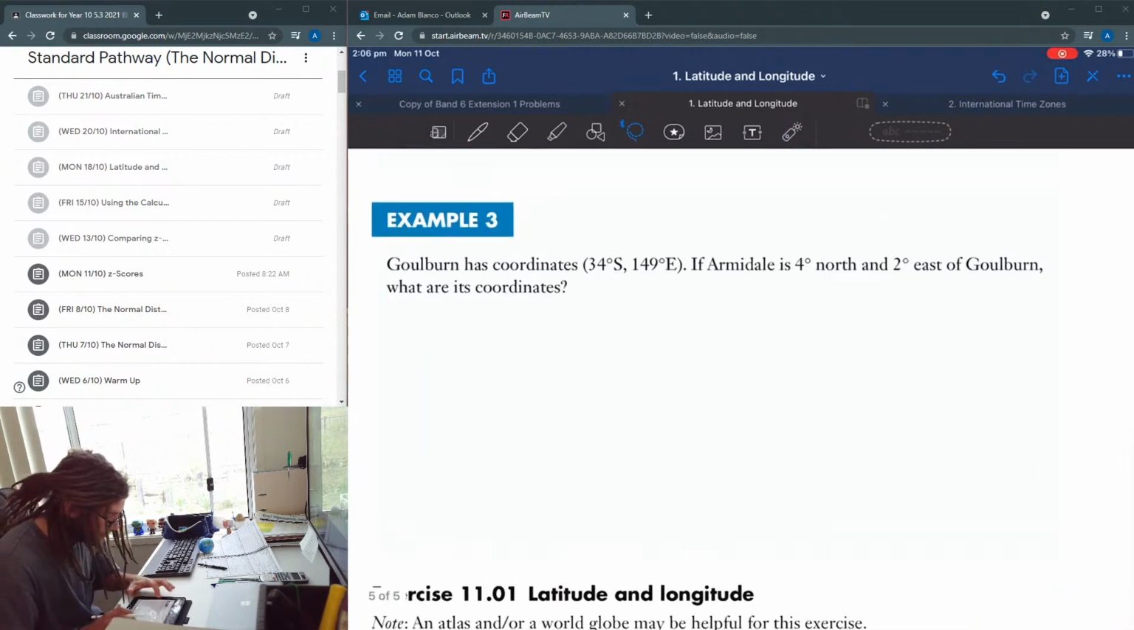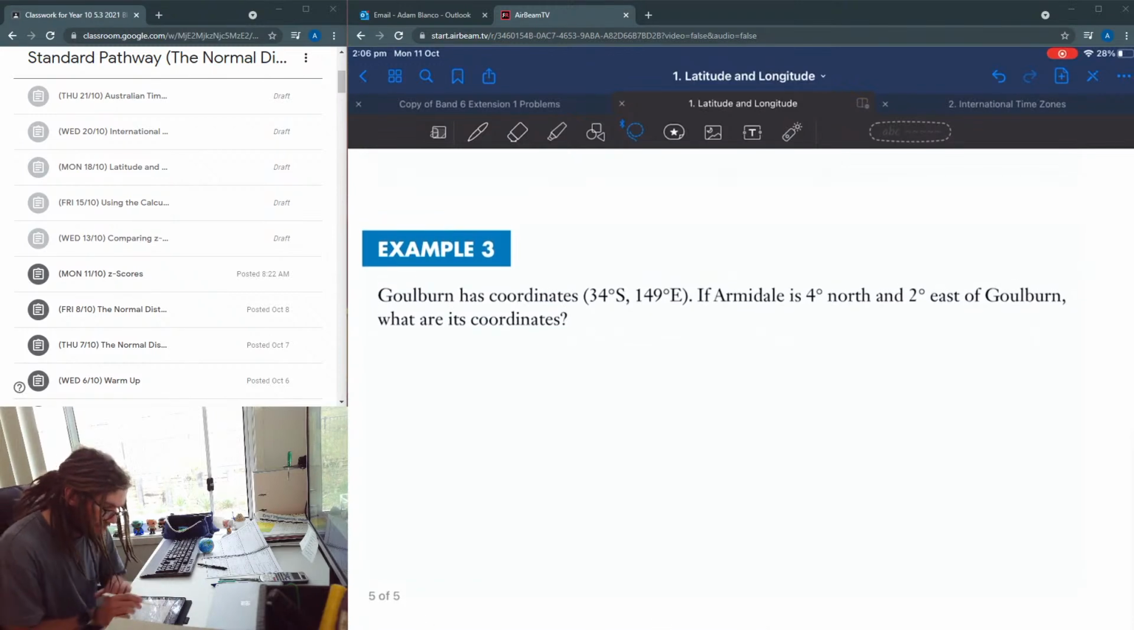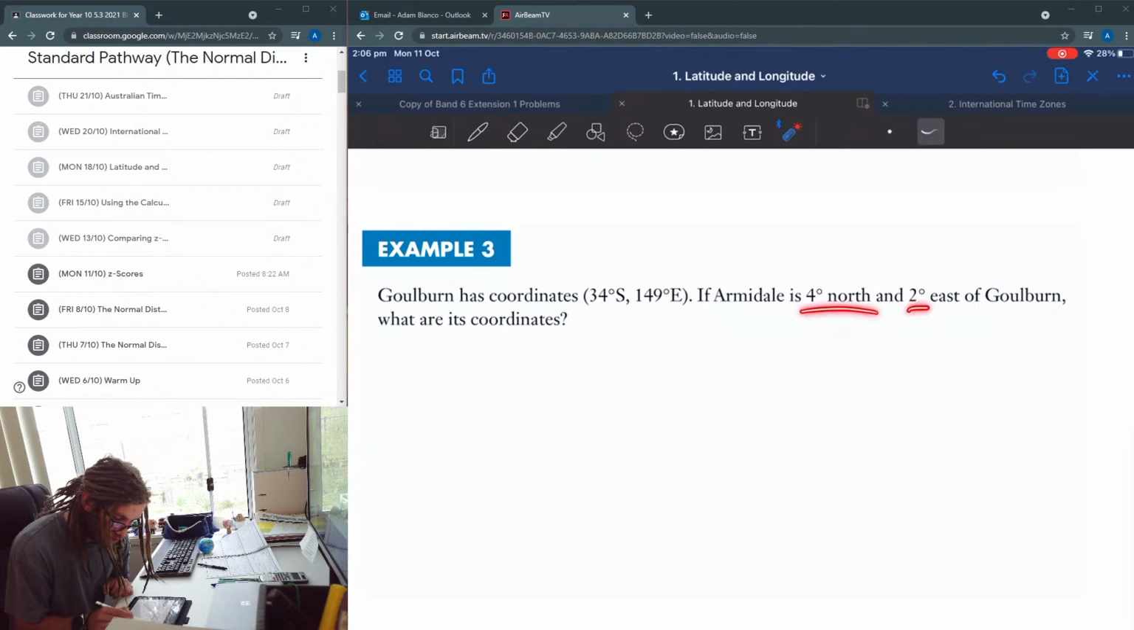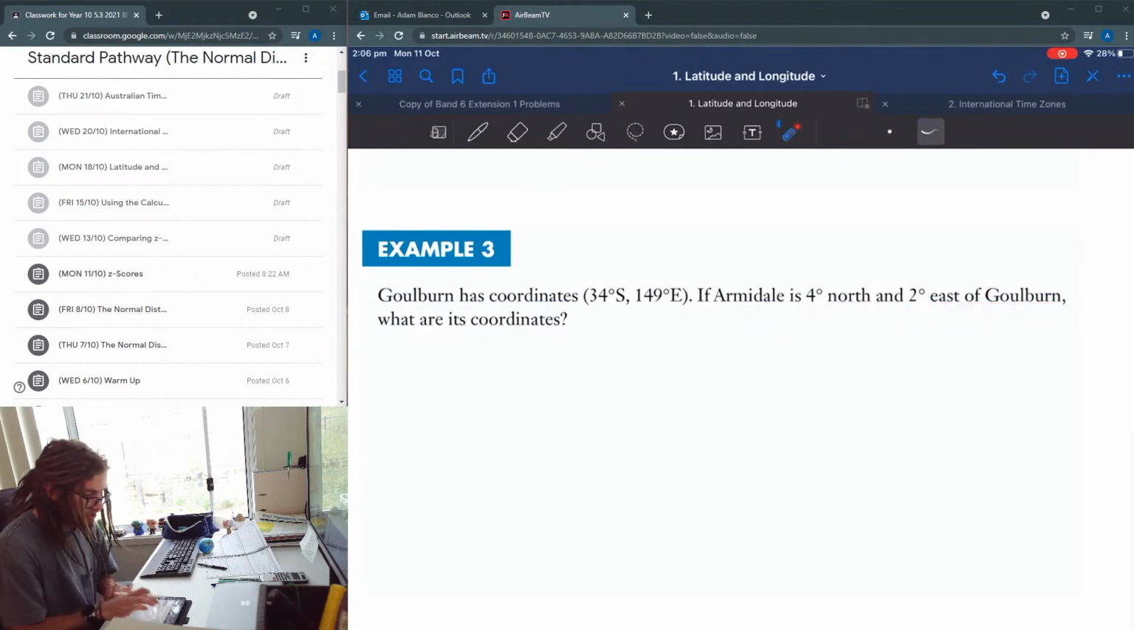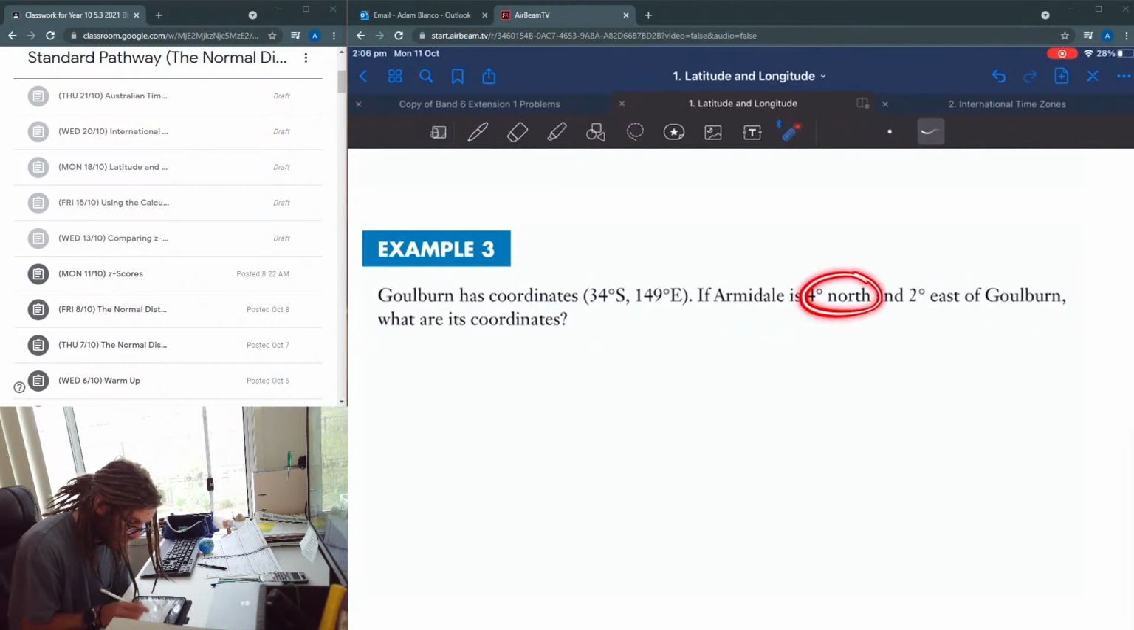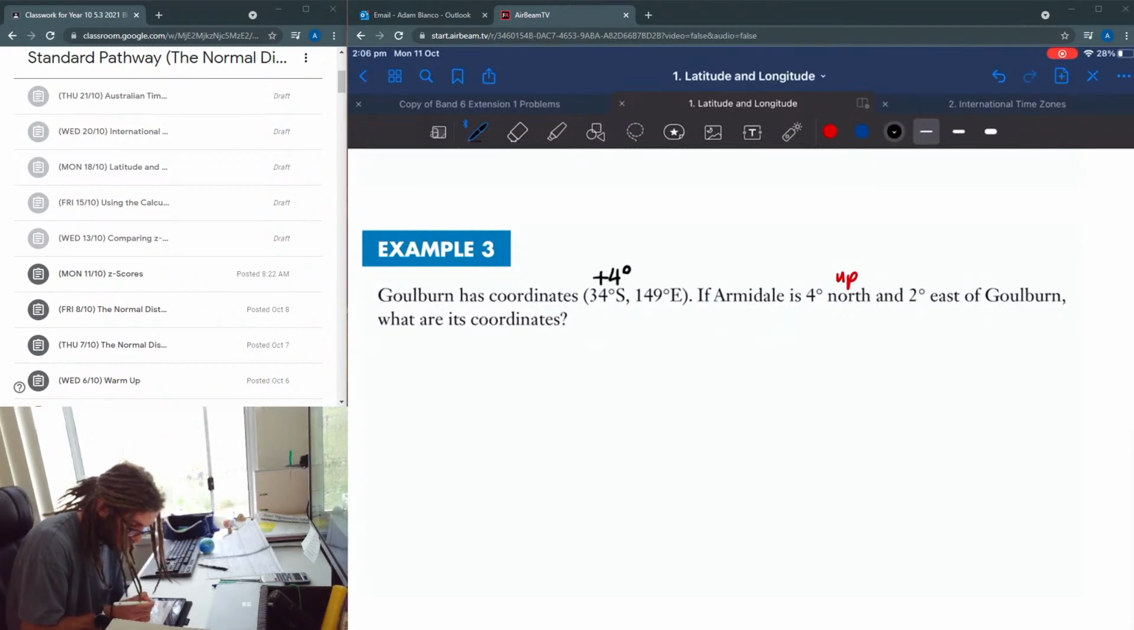Alright, last one. So Goulburn, that's in Australia, has anyone been there? It has these coordinates. Armadale is 4 degrees north and 2 degrees east. Where are they? This is the sort of thing where you could draw a picture, but you don't really need to. If I want to go 4 degrees north, that means I'm going up. So that means I need to add 4 degrees to this.